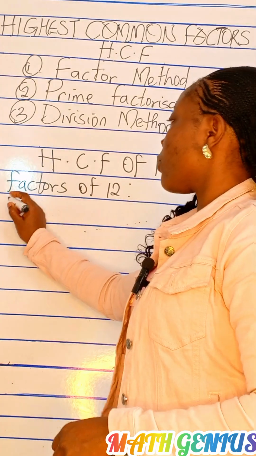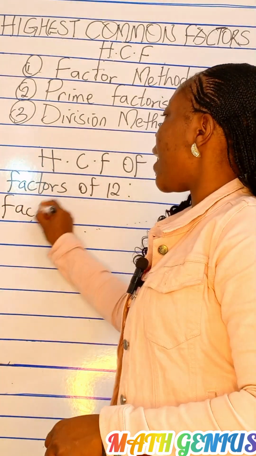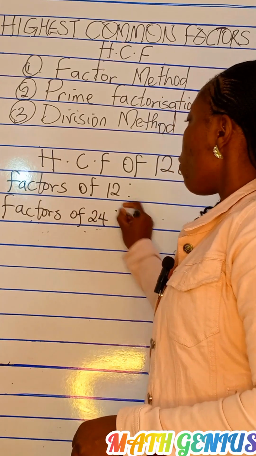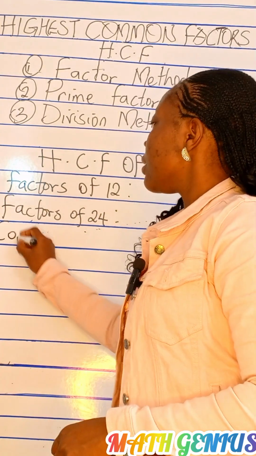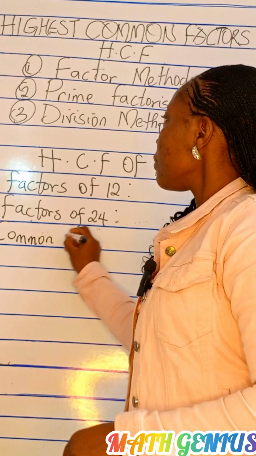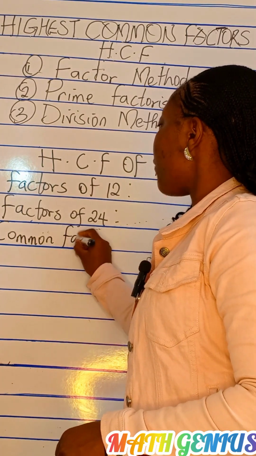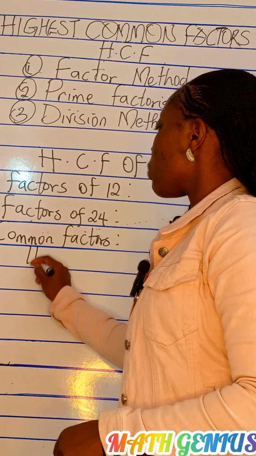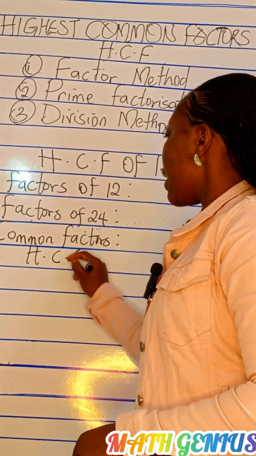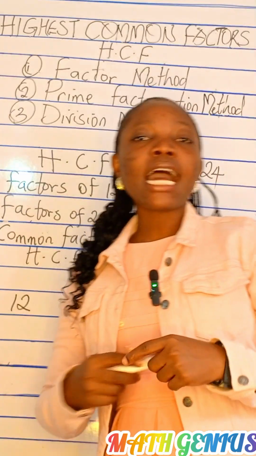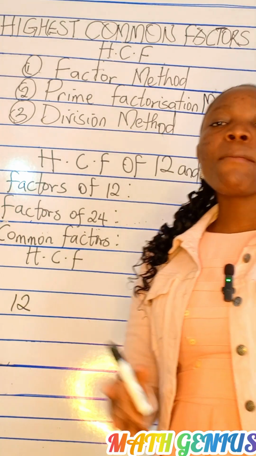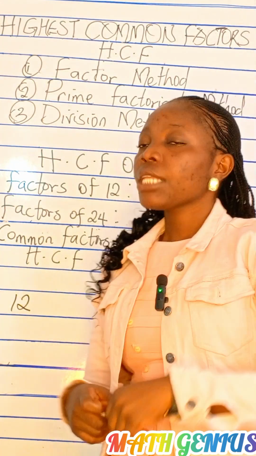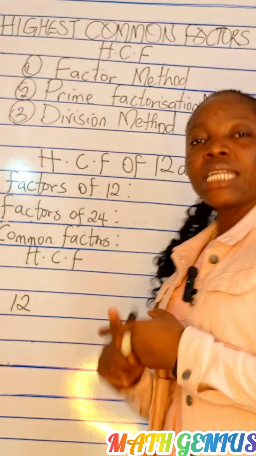So we find factors of 12. We also find factors of 24. When we are done, we find the common factors, and from the common factors we get the HCF. Find out two numbers that are being multiplied together that will give you 12, starting from 1.